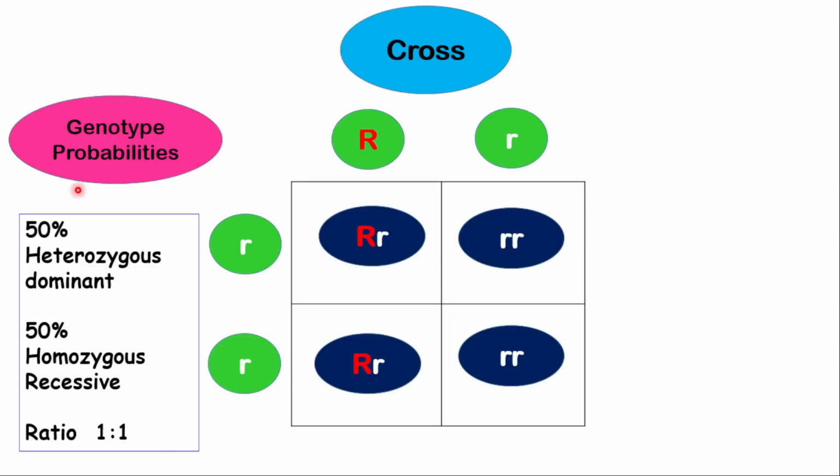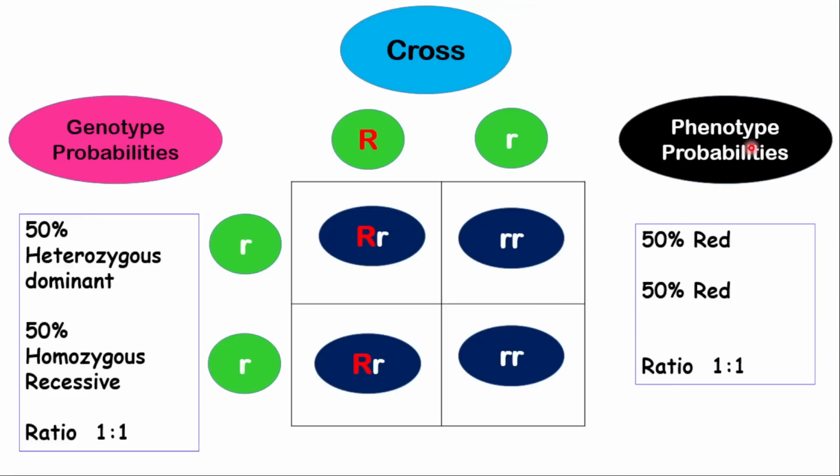Now for the genotype possibilities, if you notice, we have two of this and two of this, so a 50% chance of getting each of these genotypes: 50% heterozygous dominant and 50% homozygous recessive. For phenotype possibilities, we know these will be red and these will be white. So there's a 50% chance of getting red and a 50% chance of getting white.